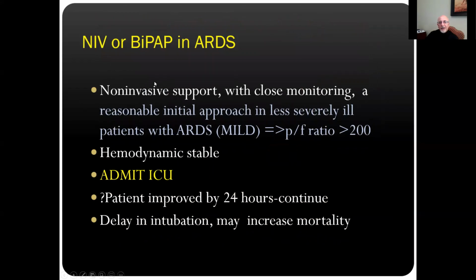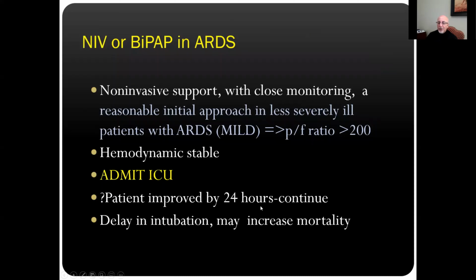The use of non-invasive ventilation or BiPAP in ARDS is recommended if the patient's PF ratio is greater than 200. In other words, they have mild ARDS. And if the patient is hemodynamically stable and alert and able to accommodate non-invasive ventilation, as I have presented in my other talk on non-invasive ventilation, one may continue non-invasive ventilation in usual cases of ARDS. The patient should be admitted to the intensive care unit and monitored for improvement.